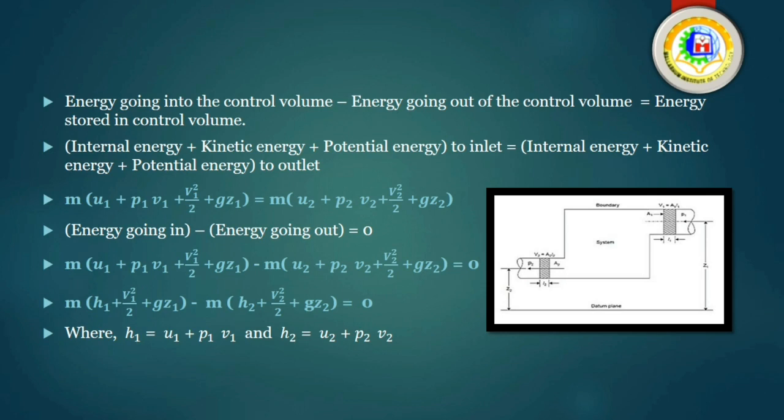If we subtract inlet from outlet, then what happens? Energy going in minus energy going out is equal to 0. And this statement, if expressed by an equation, looks like the form below. And if the internal energy is replaced by enthalpy, it looks like H1 plus V1 square by 2 plus gZ1 at the inlet, and H2 plus V2 square by 2 plus gZ2 at the outlet.